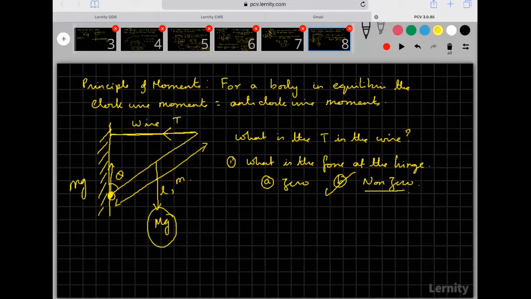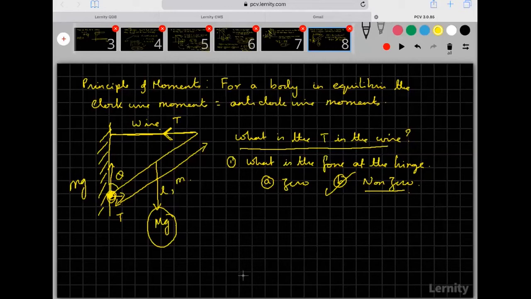Also, leftward force must be equal to rightward force. So if there is a leftward force here, there must be a rightward force here, which is also equal to tension. So at this junction, there is a force acting. It is not 0. There is a force acting on it, and it is that force which balances these two forces. So Newton's law is always applicable. Anyway, the question to you is, what is the tension in the wire?